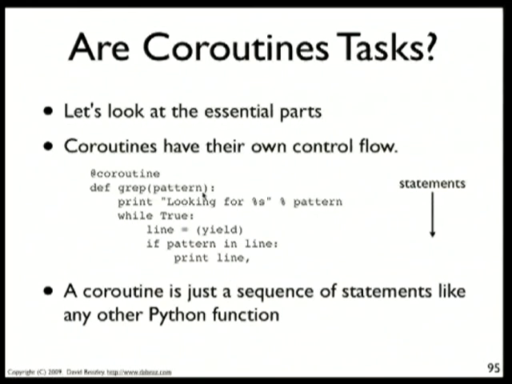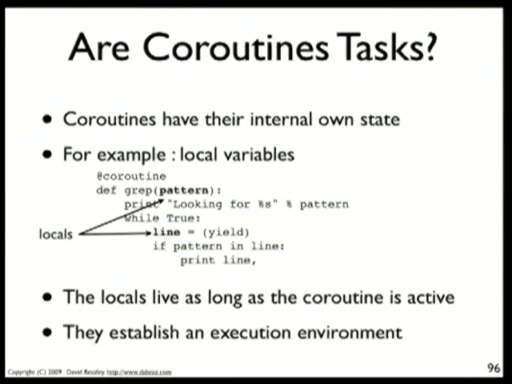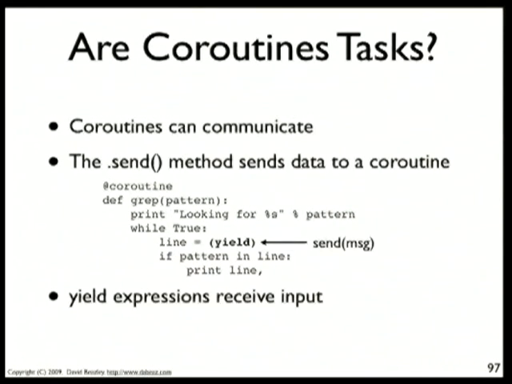Specifically, if you go into a coroutine function, it definitely has its own flow of control. If you're inside a coroutine, it's executing statements just like any other Python function. If you're inside of a coroutine, all of the local variables defined in there are defining some kind of internal state. And all of these variables persist as long as the coroutine is still active. As long as you haven't shut it down, all of that stuff is basically alive. There's certainly a communication element of a coroutine: you can send it data, which gets received by that yield expression.